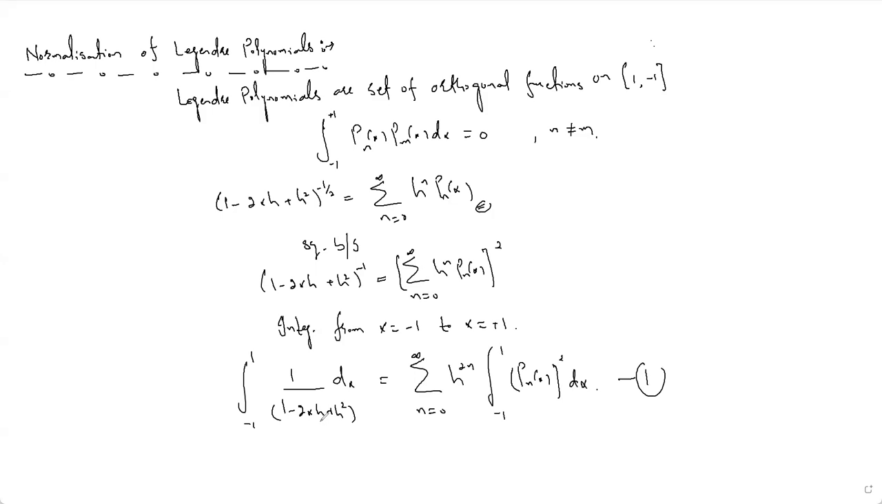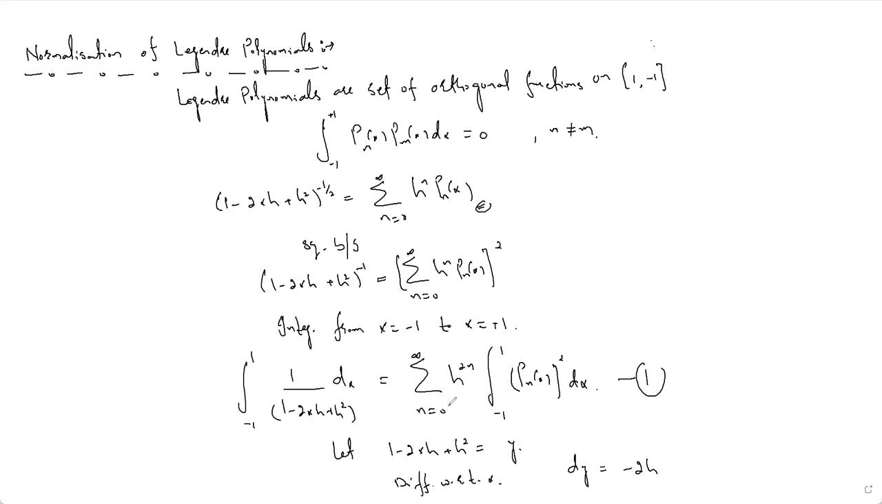Now see what I will do on the left hand side. Let 1 minus 2xh plus h square be equal to y. On differentiating with respect to x, dy will be equal to simply -2h dx. So then what will this particular equation become?